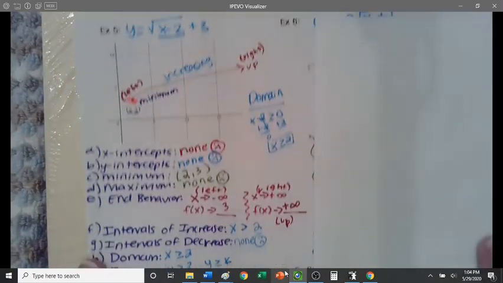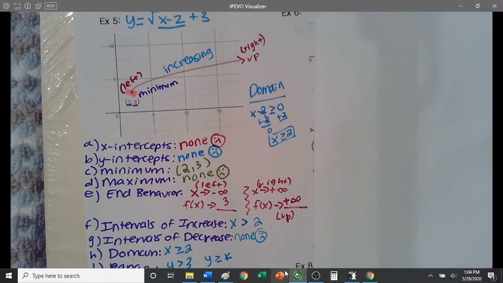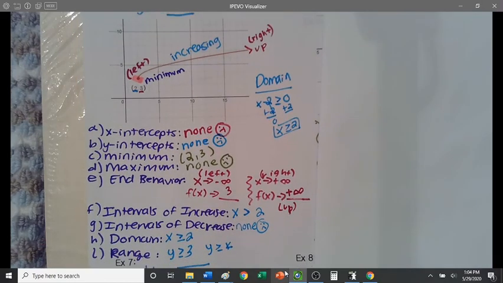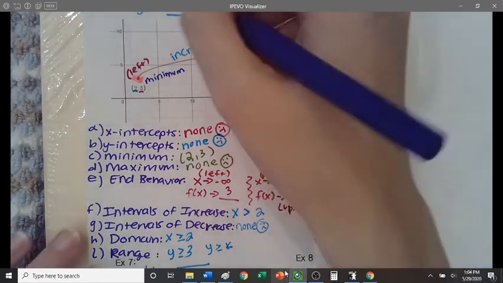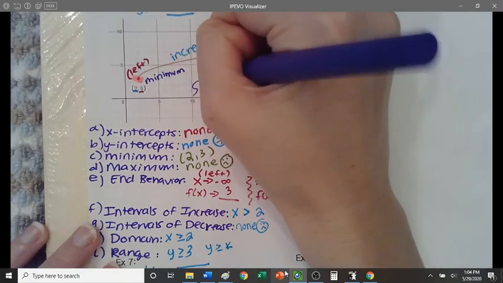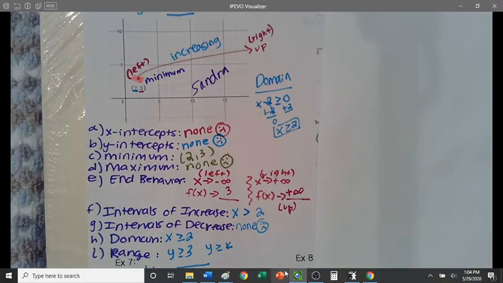Alright, you guys, well, that was lovely. I'm going to name my graph, because all graphs deserve a name, right? So my graph's name is going to be Sandra. It's a fancy graph, so it deserves a fancy name.